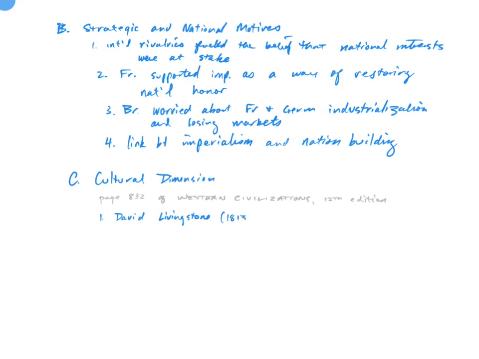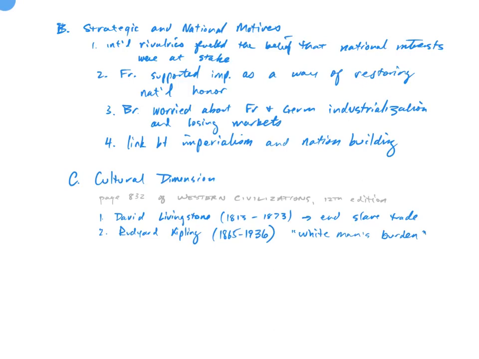So again, in the cultural dimension, we're going to talk about David Livingstone (1813 to 1873) and his attempt to end slave trade, or his hope, more accurately. 2, we can talk about Rudyard Kipling, 1865 to 1936, and his white man's burden, which is often very much misconstrued and under a great bit of contradiction. Both of these ideas kind of support number 3, the idea that many Europeans had of civilizing the barbaric and heathens.